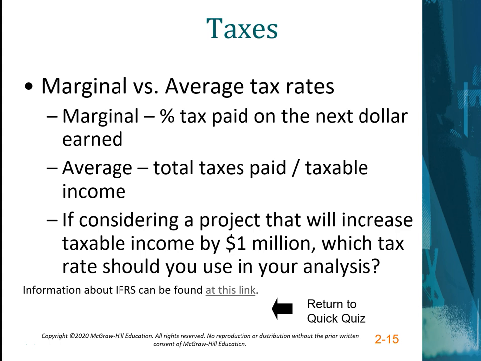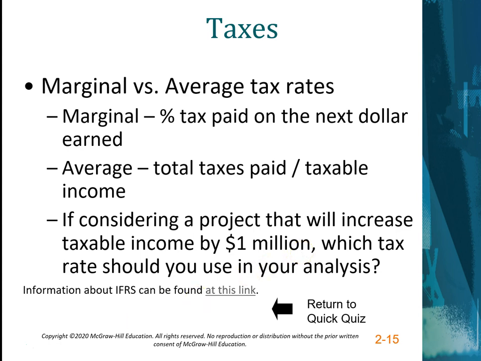Okay, the marginal tax rate is the percent tax paid on the next dollar earned. So what happens is, if you look at a tax table, it will tell you that, say, for example, up to $10,000, you will pay X amount of tax. And then from $10,000 to $20,000, maybe it goes up to 12%. And then from 20 to 30, it goes up to 30%. That marginal tax rate is what you're paying for the additional dollar.